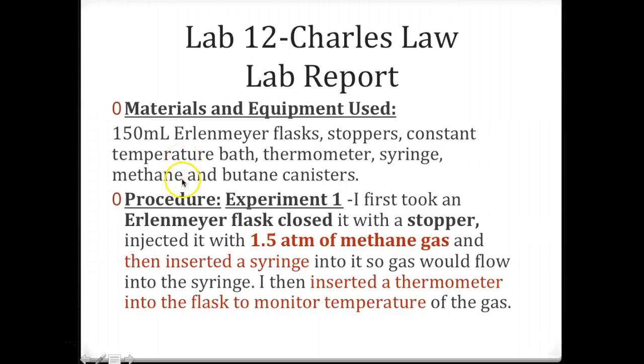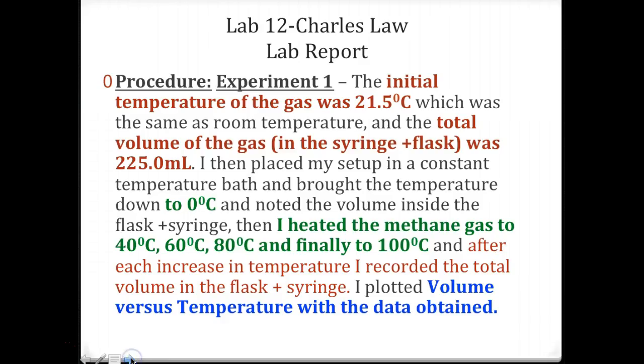Write a listing of the materials and equipment used, write down your procedure as you perform the graph, and then mention the fact that you did not take a 0 degree data point when you are writing the procedure for experiment 2.